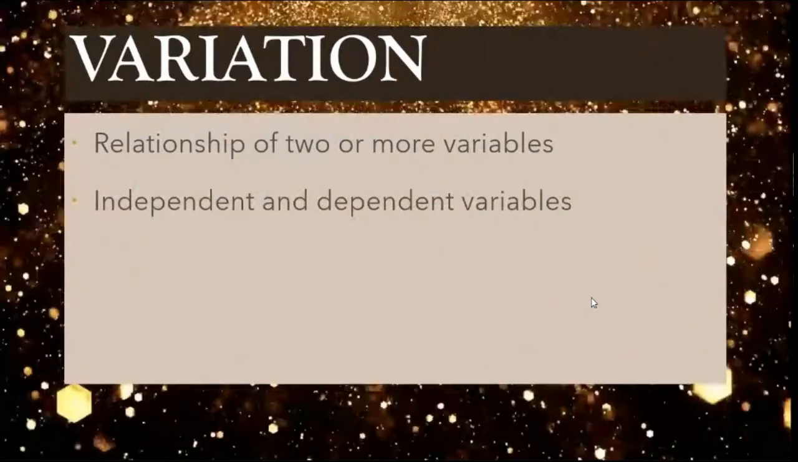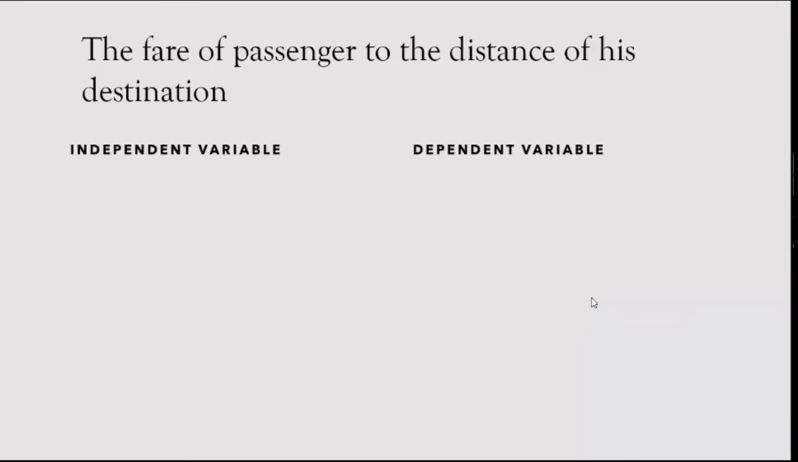I have here several situations or relationships among variables. Let's start with this one. The fare of passenger to the distance of his destination. Sometimes we are confused in identifying which one is the independent and which one is the dependent variable. So we should focus on the variable that we think is dependent to the other one.